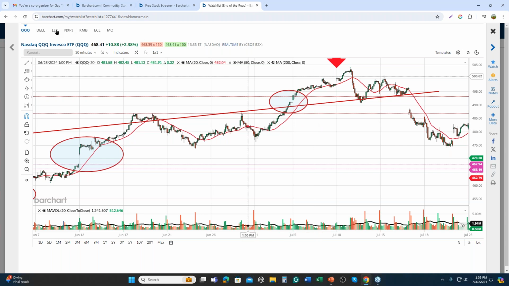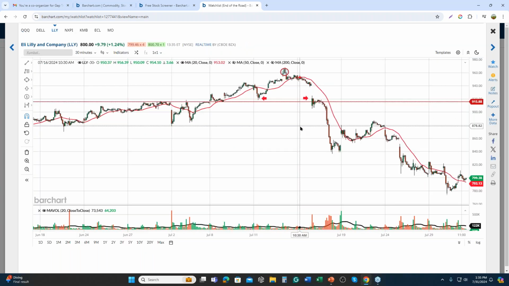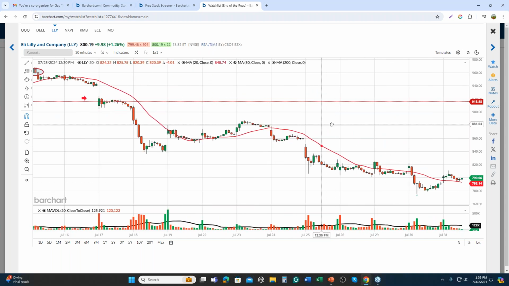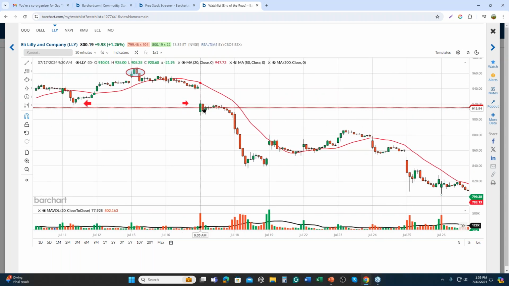All right, let's go to Lilly. And again, here's our end of the road gap. Here's that potential trade. Now, what is interesting on this one is it doesn't look like we got a real strong sell signal until the very end of the day. So for day traders, we wouldn't have that opportunity to take advantage of this trade. But again, as momentum traders, maybe we would take this trade.